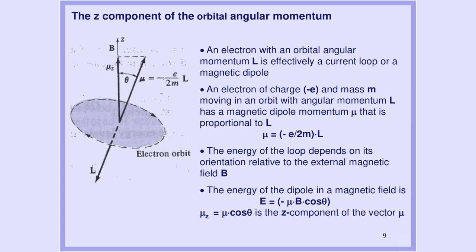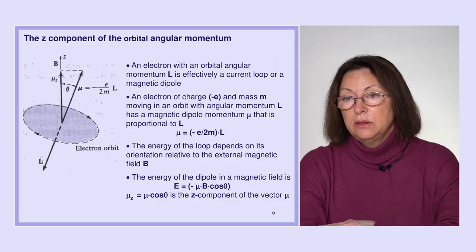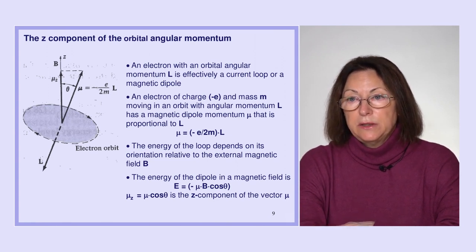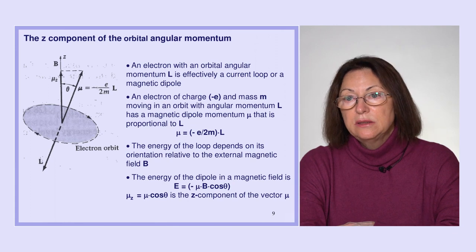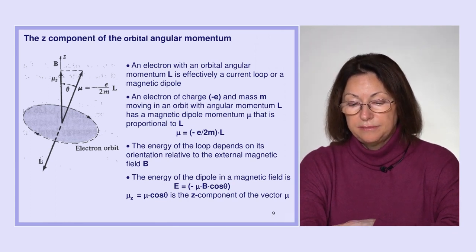And here you can see this combination of the parameters: mu, the magnetic dipole moment, times cos theta. This is just the z component of the vector mu. So z we take as the axis, and in this direction the magnetic field is considered to be directed as well.